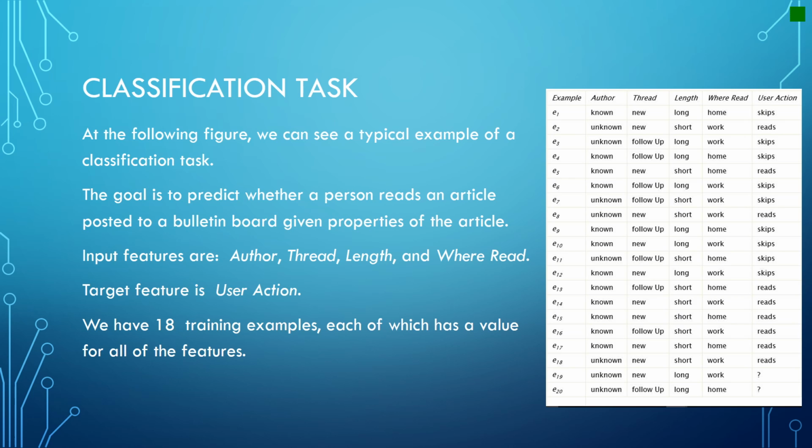In the following figure, we can see a typical example of a classification task. The goal is to predict whether a person reads an article posted to a bulletin board given properties of the article. So here goes figure 7.1. Input features are the author, the thread, the length, and where it was read. The target feature is the user action. We have 18 different training examples, each of which has a value for all of the features.